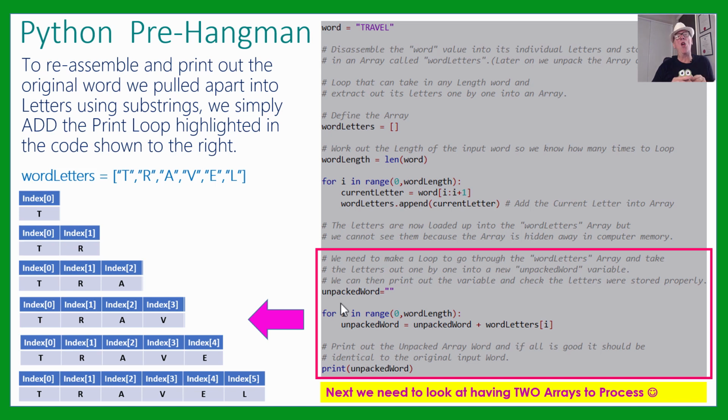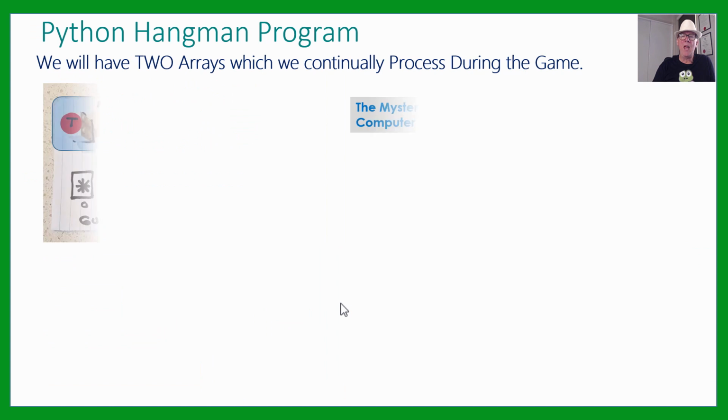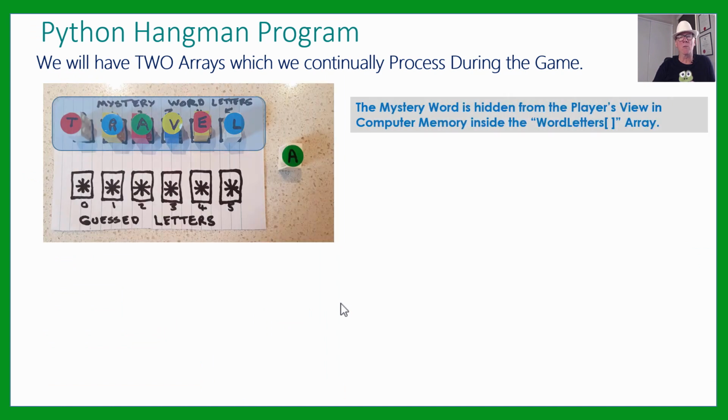And basically, if you can understand those, you should be able to understand the whole Hangman thing when we build it. So remember, Hangman has 2 arrays that we continually process during the game. We're going to have this mystery word letters, the word letters array. So we have to take whatever word it is, and using those loops that can cope with any length word, we're going to use substringing in the loop to pull it apart and put it into this array of word letters. So the word we started off with for our Hangman game has been pulled apart and put into its separate letters.